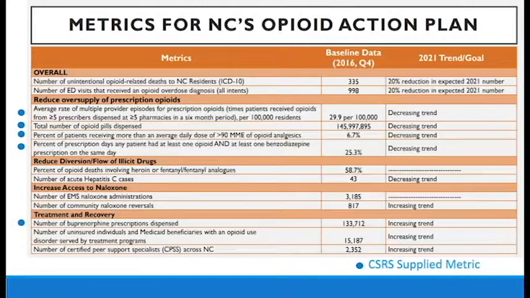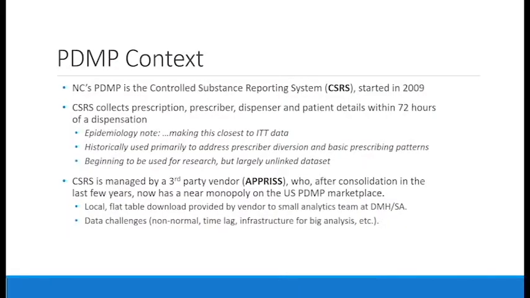Connected to this is our state's Opioid Action Plan. Tagged on the left are the CSRS, which is our state's PMP, and the metrics that we're getting from that system. Again, PMPs aren't the only way we're tracking this, and they're not the only solution. But CSRS makes up a big, important chunk of how we measure oversupply in particular, and now we're getting to measure treatment and recovery as well.